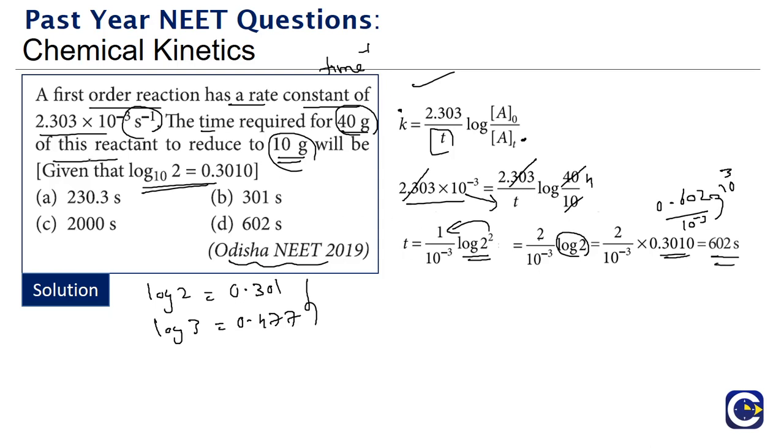Since the rate constant is in units of second inverse, the T value will come in seconds. So the time required for the concentration to change from 40 grams to 10 grams is 602 seconds. Option D is the correct answer. We can see a lot of questions are coming based on the integrated rate expression of the first order chemical reaction.